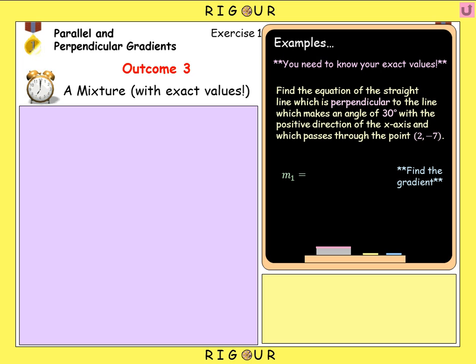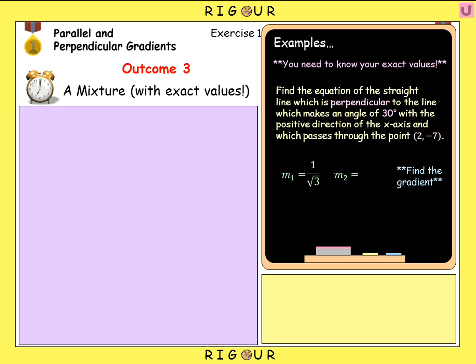So to calculate the gradient of a line when we know the angle that it makes with the positive direction of the x-axis, we just use the formula tan theta. So first of all, we've got to get the tan of 30, which is 1 over root 3. So m1 is 1 over root 3.